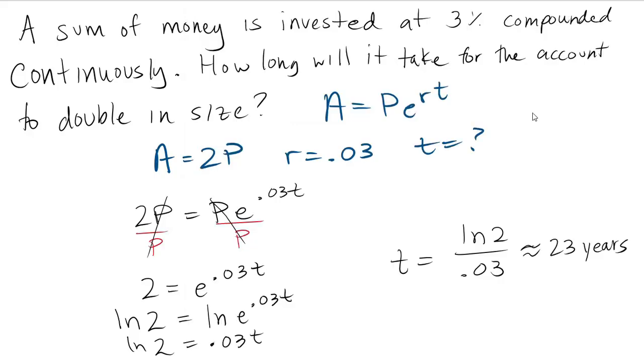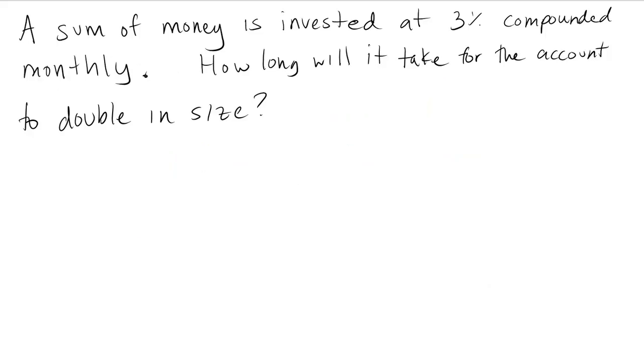Now I want you to notice that when interest is compounded continuously, the only thing that affects the doubling time is the interest rate. So if you wanted to find the doubling time at 4%, it would just be the natural log of 2 divided by 0.04. And if you wanted to find it at 10%, it would be the natural log of 2 divided by 0.1. When the interest is compounded a finite number of times, there are two things that will affect the doubling time. Here's an example of that.